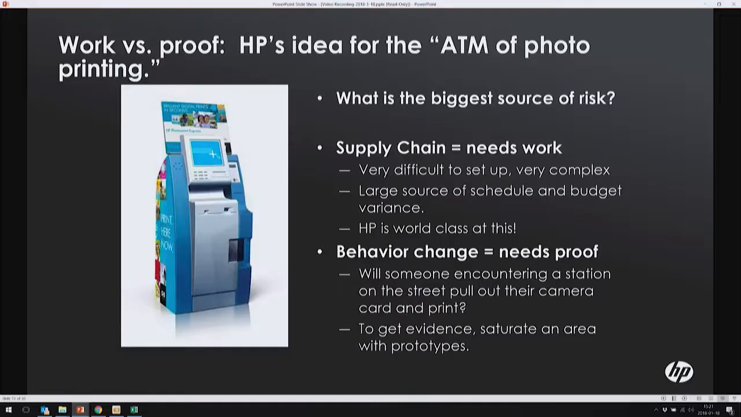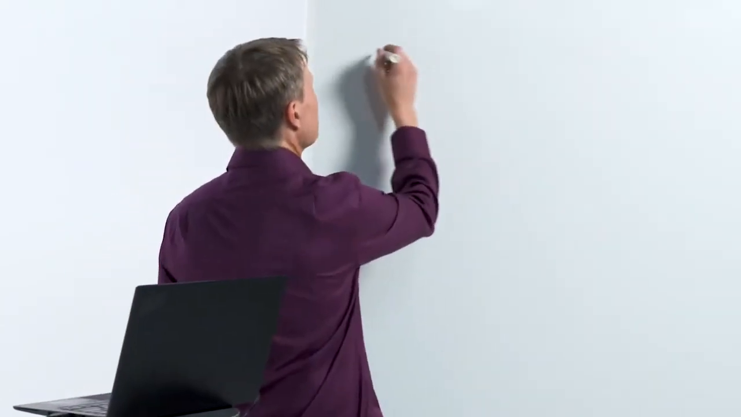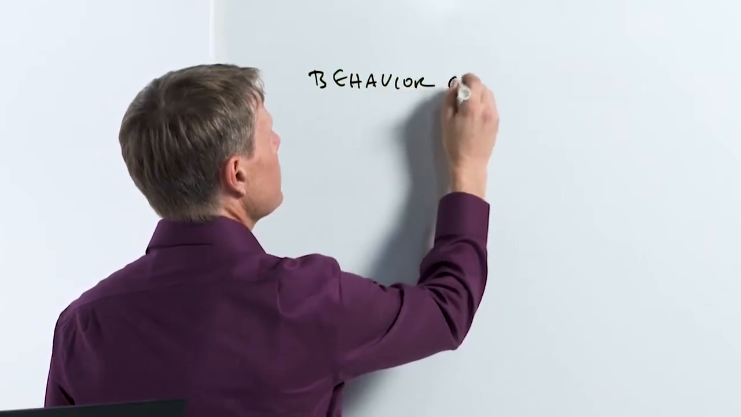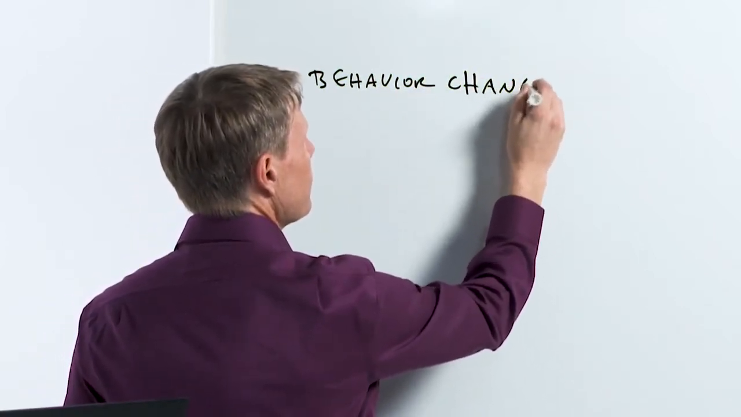So to show you how you define the proof point and answer this how you would know question, I want to return to this HP example we talked about in the previous video. So you may recall they're trying to make an ATM of photo printing, and their proof point is, will people change their behavior when they use it? They already know people love it. So how might you define such a proof point? So I'm going to go over to the board here and write this out. So their proof point is behavior change.